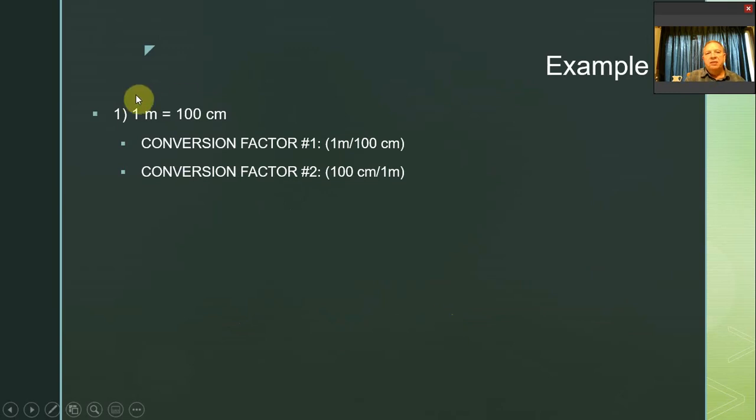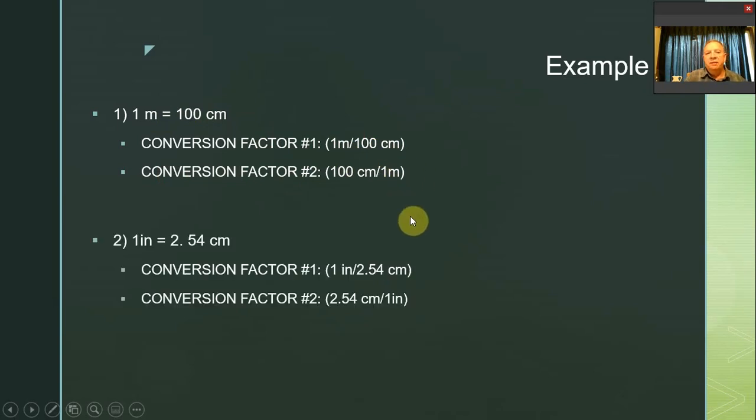Okay. So if I've got 1 meter, here's an equivalent measure between two different units, meters and centimeters, and I want to build a conversion factor. I could put one side up top, the meters: 1 meter is the same as 100 centimeters. So this fraction is really 1. Here's another conversion factor that I could write with this very same equivalent statement: 100 centimeters is 1 meter.